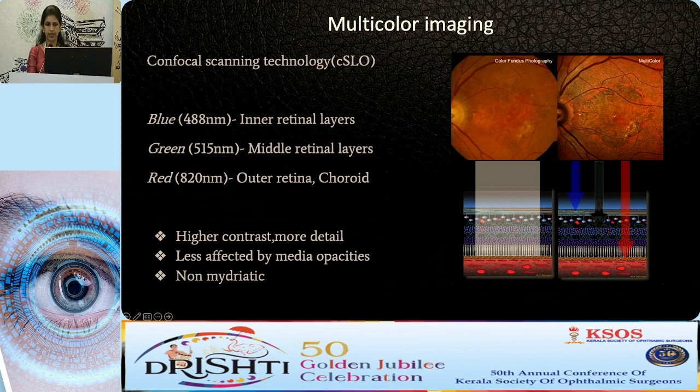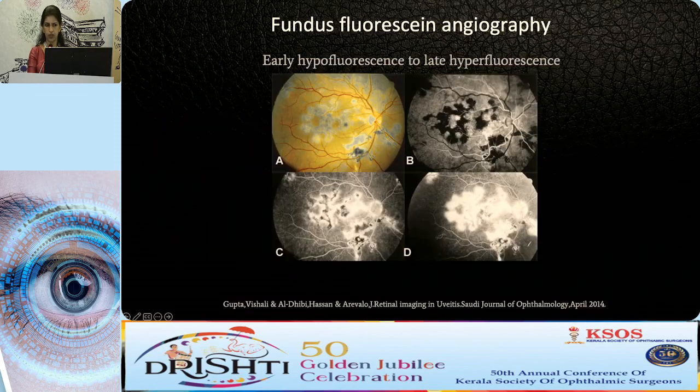So next is multicolor imaging, which uses confocal scanning technology. It uses three lasers instead of single white light, and the three lasers give us information from the different layers of the retina. The blue laser gives us information from the vitreomacular interface and the inner retinal layers, the green from the middle retinal layers, and the red from the outer retina and choroid. So the benefit is that it gives us higher contrast and more detailed images. It is less affected by media opacities and again works in a non-mydriatic pupil.